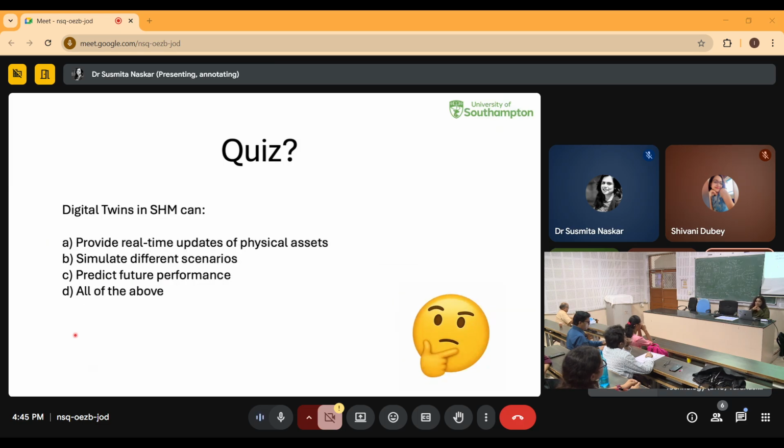Now let's see the next one, which is the digital twin in SHM. Which one is the correct answer? It provides real-time updates of the physical assets, or it simulates different scenarios. All of them, right? When we talk about the digital twin.